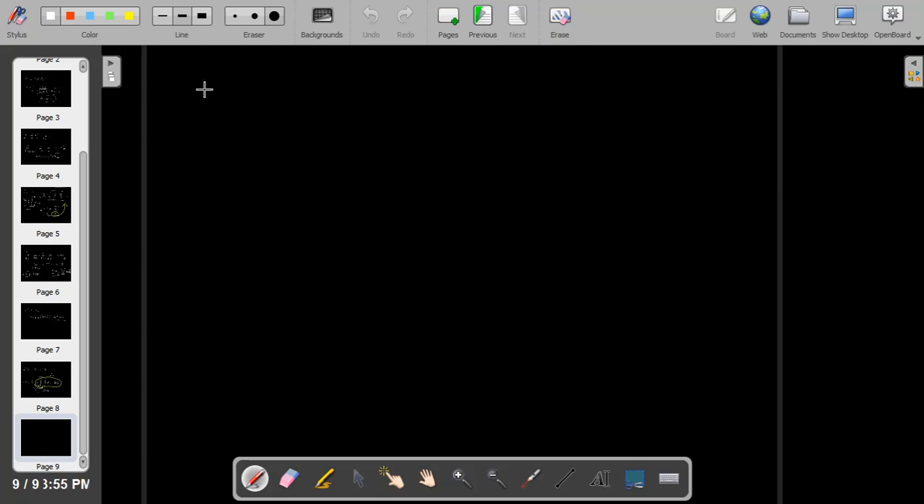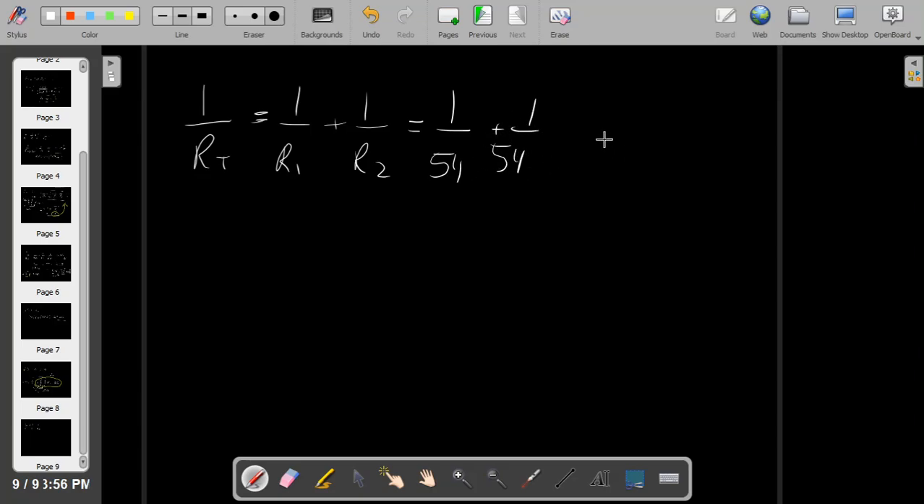Because this was parallel, you need to use this formula. Total, I put total, but it's effective, okay? Different books use different ways of naming it. Resistance 1, and you only have 2 of them, so I'm just going to put the 2 of them, but it would go on and on if you had more than 2. So you have the values for these. It's 1 divided by 54 ohms plus another one that is also 54 ohms.